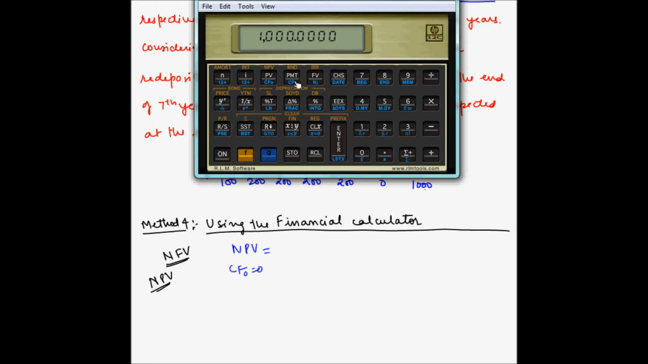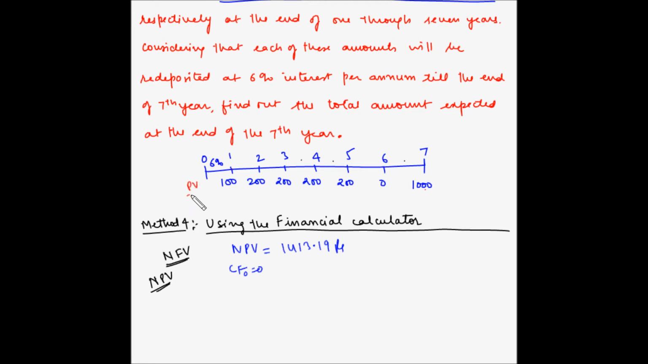Now in order to find the net present value, after entering the cash flows, we have to enter the rate of interest, which is 6% in this case. So we click on 6 and then click on I. And now we are ready to click on the NPV button, which is here. So the present value comes out to 1413.19 rupees. This is the equivalent of this cash flow as of the beginning of this tenure.